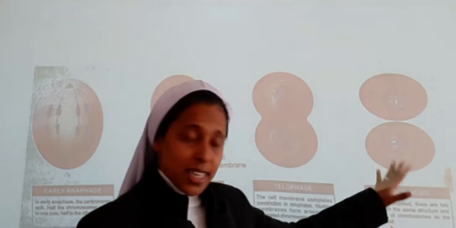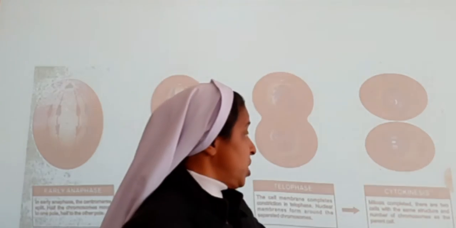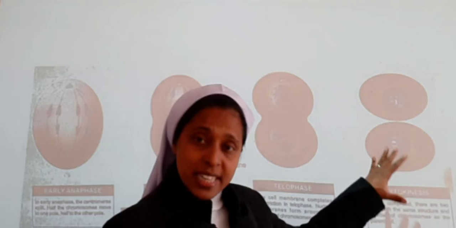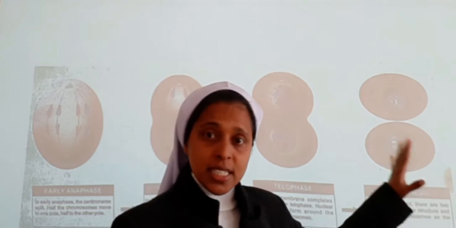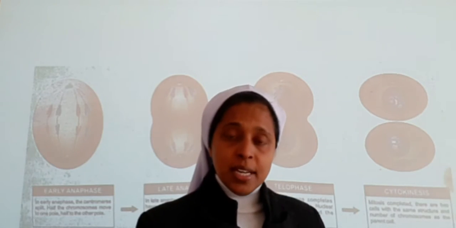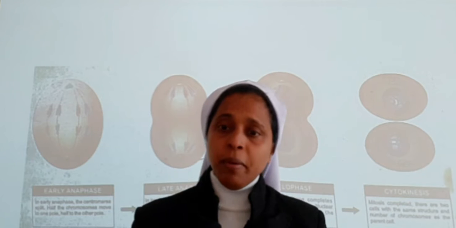Here in cytokinesis, as I have told you, mitosis is completed. Two cells are being formed here. The same structure, the same number of chromosomes we can see here as in the parent cell. Cytokinesis, that is an important point you have to remember. In this whole process, what are the important points you have to remember?